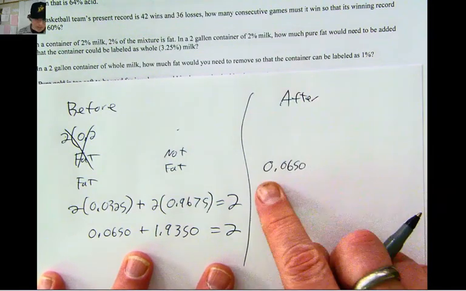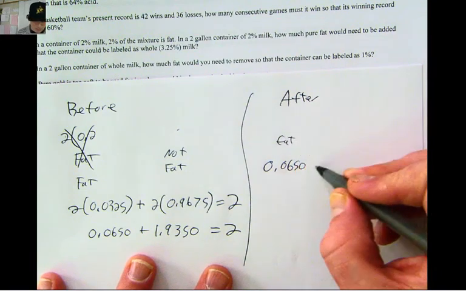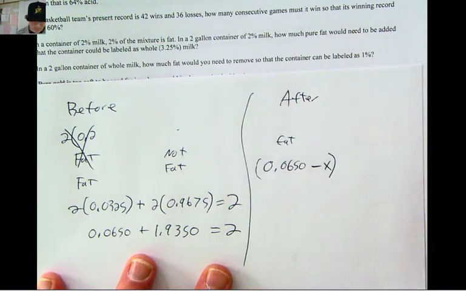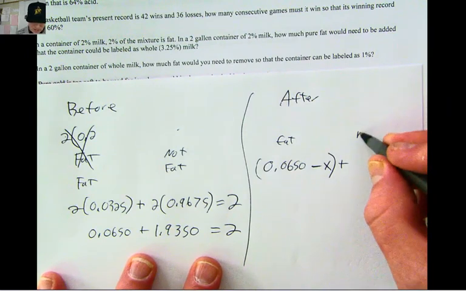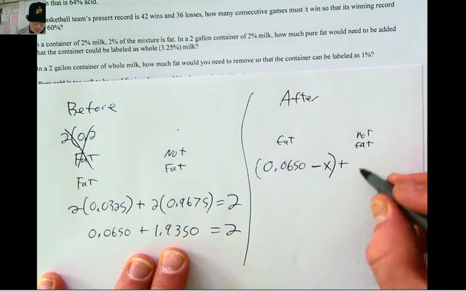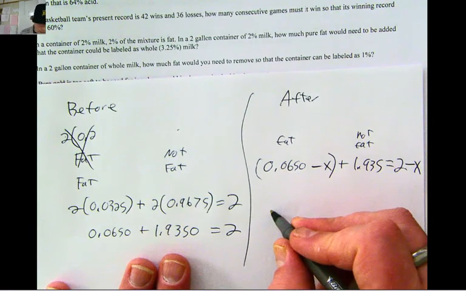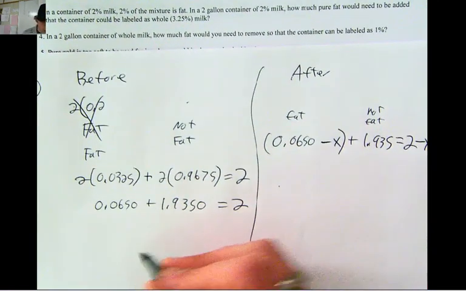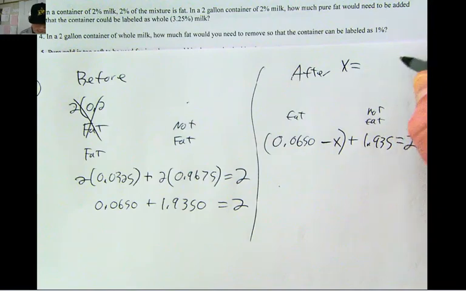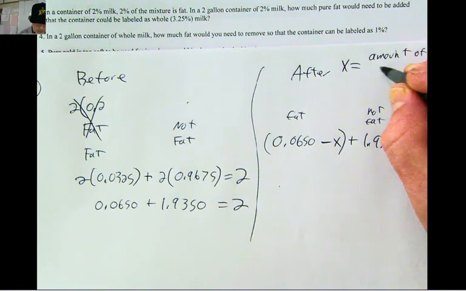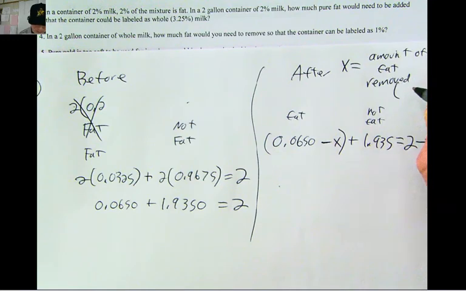So we're going to take that amount that's fat, and because we're removing it, we're going to subtract x, and that's the fat, plus the non-fat. The not fat is that 1.935, and that's going to be equal to the 2 gallons minus the amount of fat that you just removed. So ultimately in our equation, way down here, oh, I didn't write x. What is x? X is the amount of fat removed, and we are measuring this in gallons again.